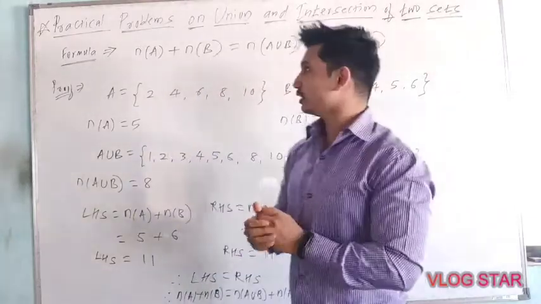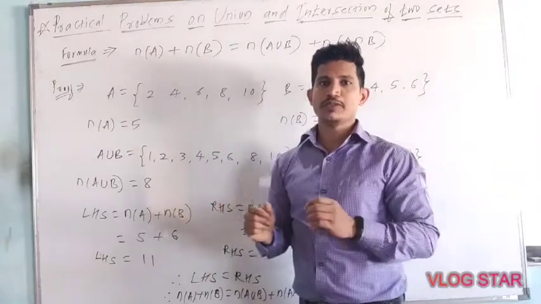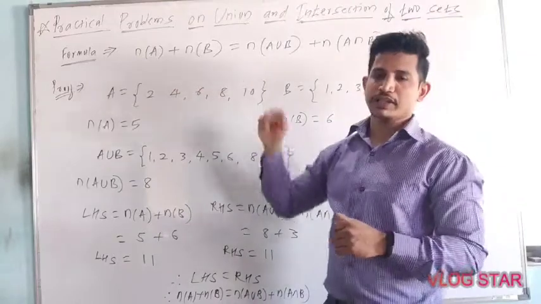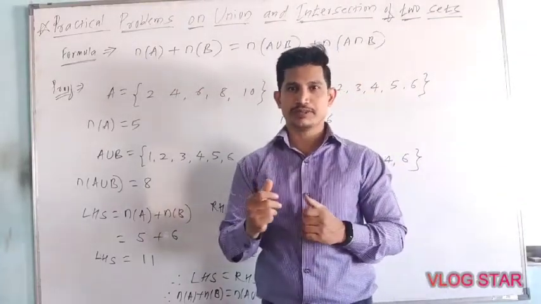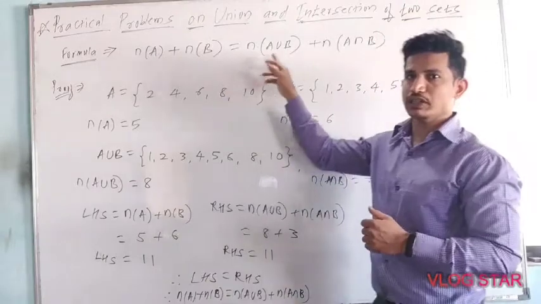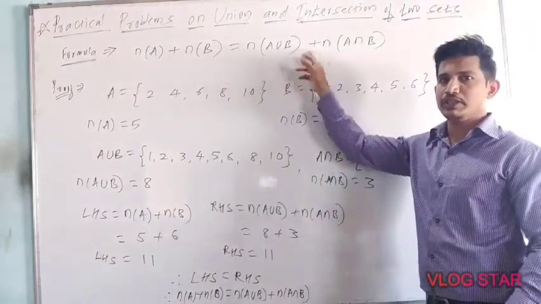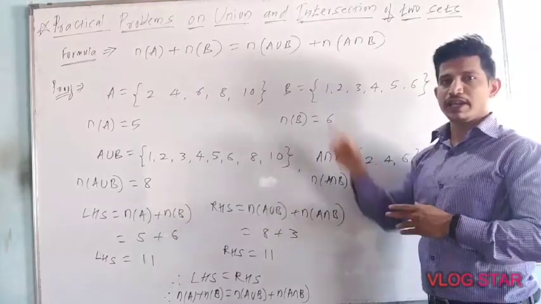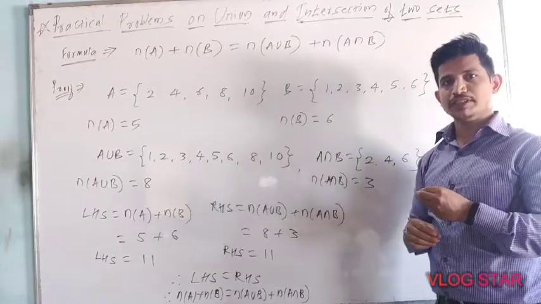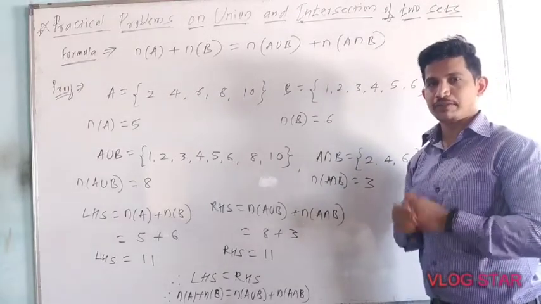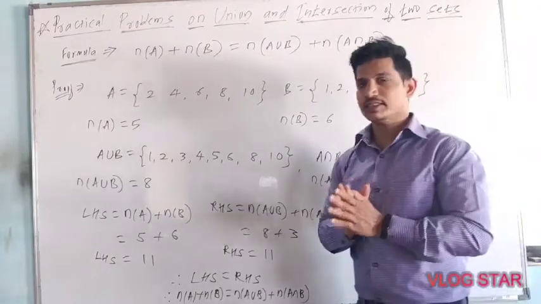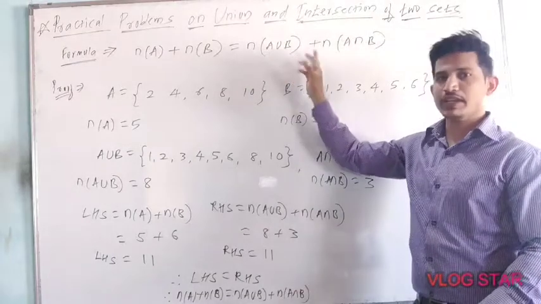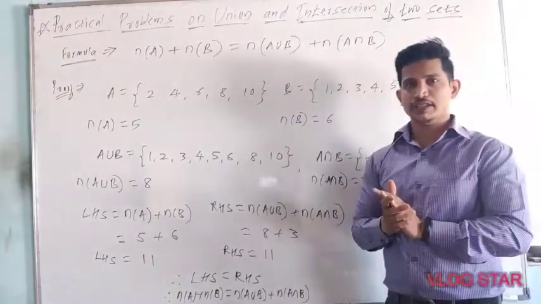Okay, so the formula is: n of A plus n of B, where n of A means the number of elements in A and n of B means the number of elements in B, is always equal to n of A union B, the number of elements in A union B, plus n of A intersection B, the number of elements in A intersection B. So the formula once more: n(A) + n(B) = n(A ∪ B) + n(A ∩ B).